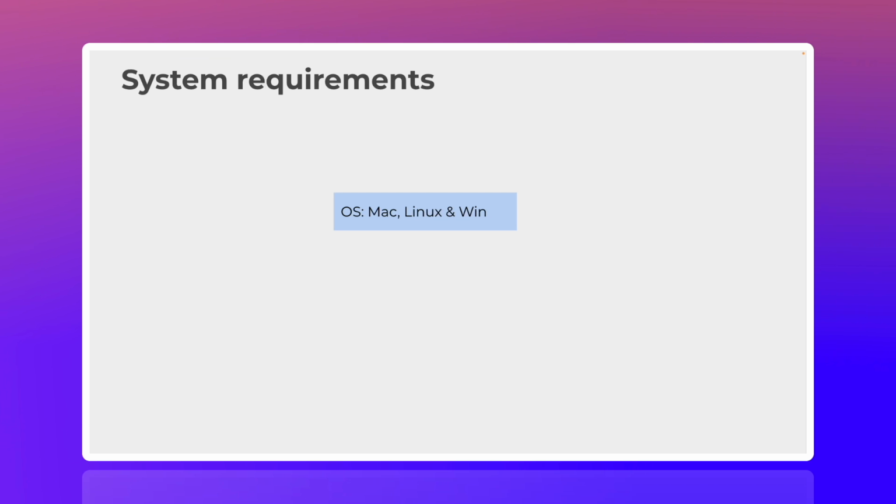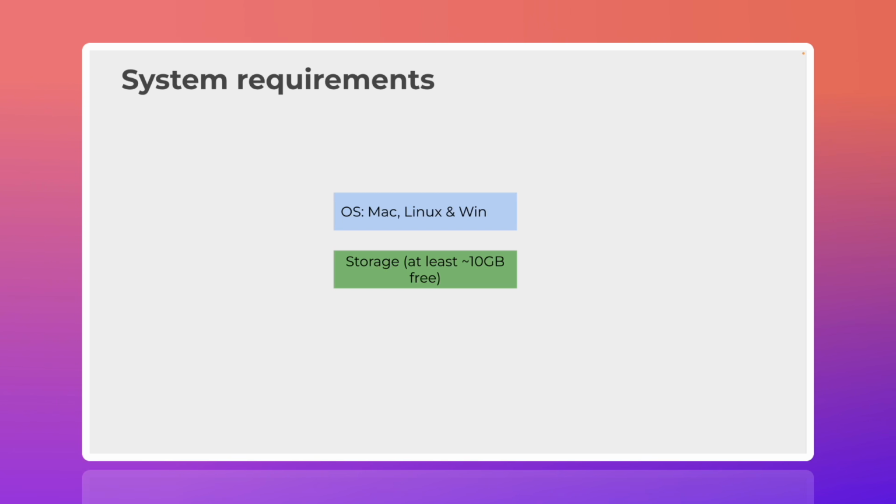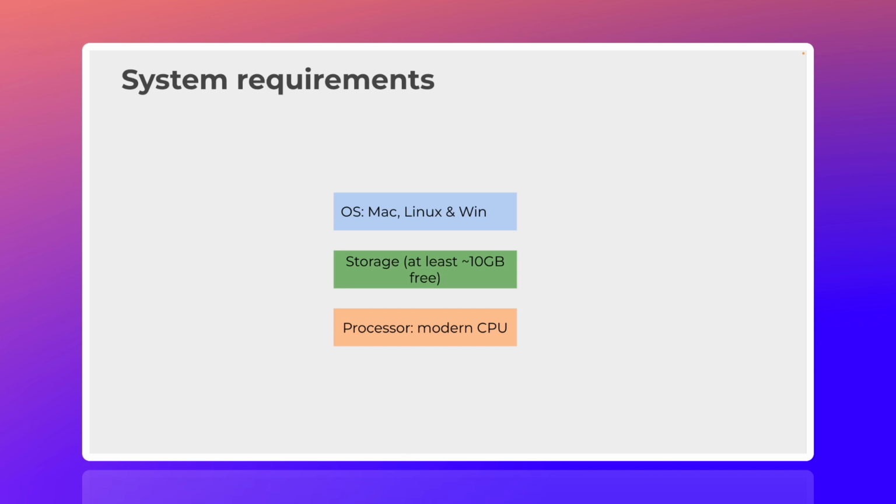First of all, Ollama supports Mac, Linux, and Windows, and I'm sure other operating systems as well, but these are the main ones. Also make sure that you have at least close to 10 gigabytes of free storage on your machine. This is very important because, as you will see, some of these models require a lot of space. And also the processor. As long as you have a modern CPU, you should be fine, and most of you should have that in place. Okay, just something to keep in mind. All right, let's go ahead and get started with installing and setting up Ollama.